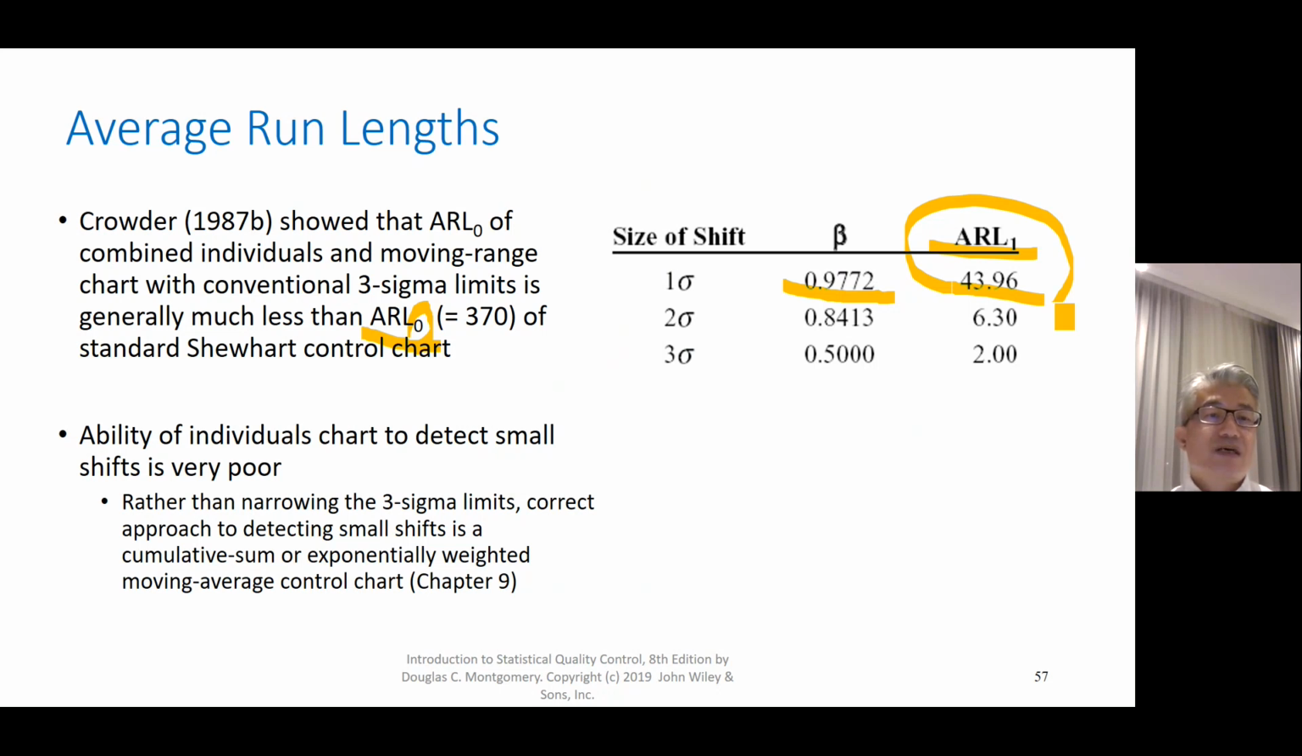So the correct approach to detecting small shifts is a cumulative sum, called a CUSUM, or the EWMA control charting techniques, which will be described in chapter 9.